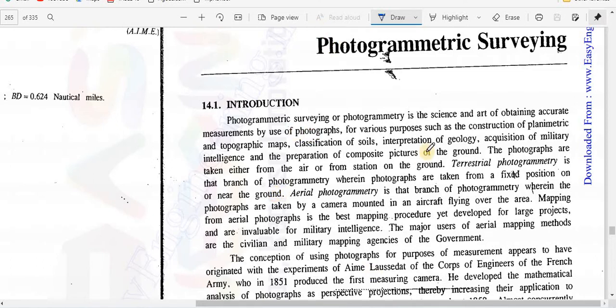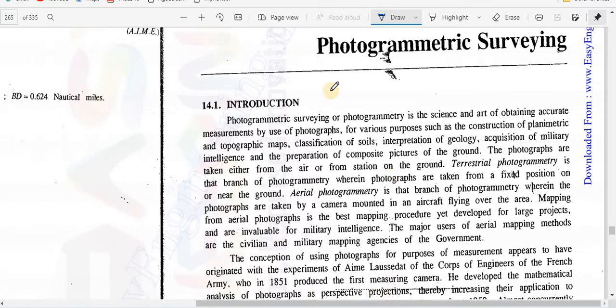So good morning everyone. As you all know, we have completed our fourth unit, which is related to triangulation surveying and least square methods errors.